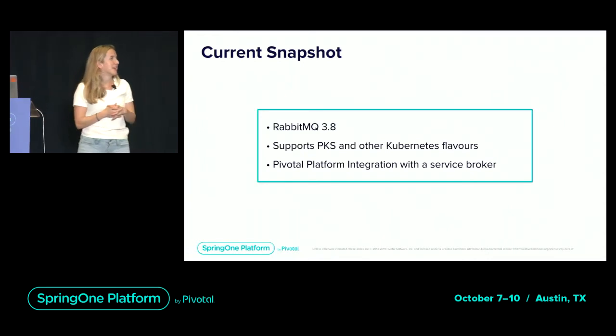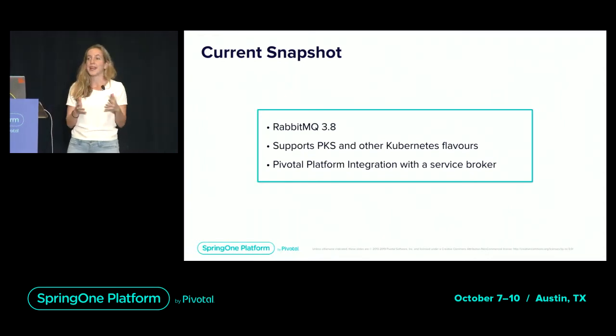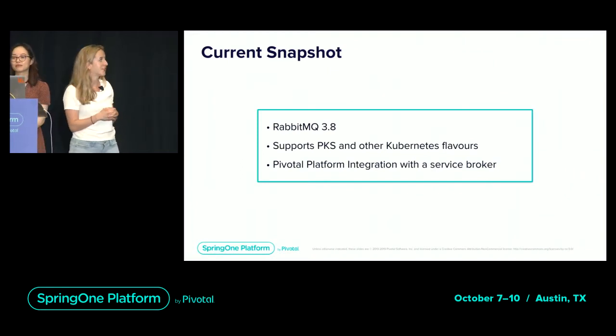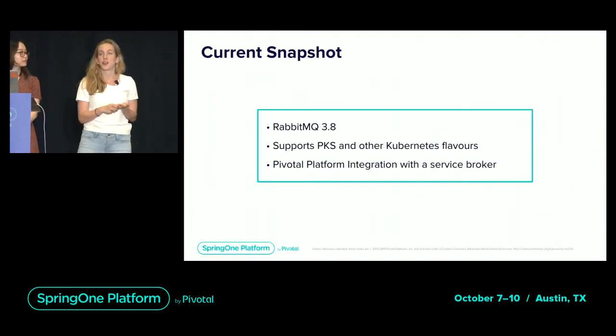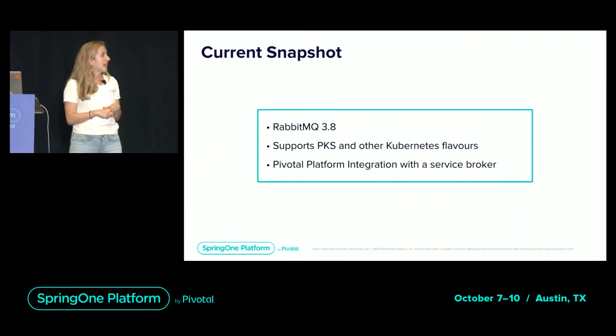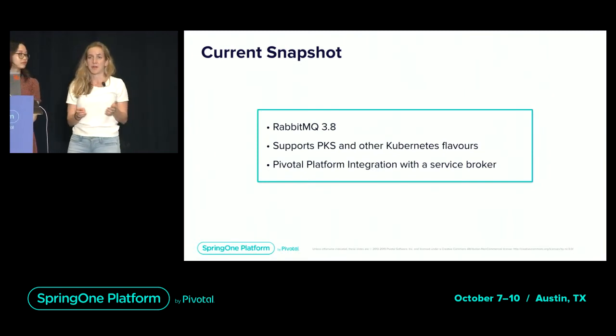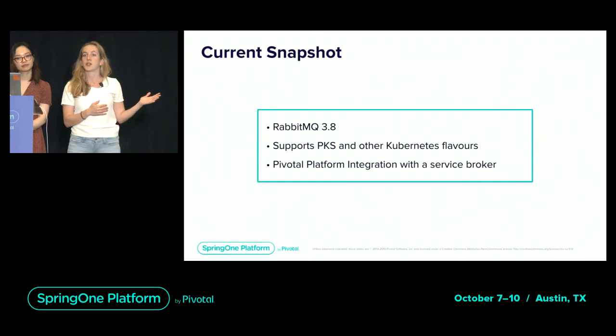Currently, the product today uses RabbitMQ 3.8, which is new as of last week. I highly recommend you check it out. There are some great new features. It supports PKS and other Kubernetes flavors. It integrates with Pivotal Platform via the service broker, all of which we'll talk about a little bit more in a couple of minutes.